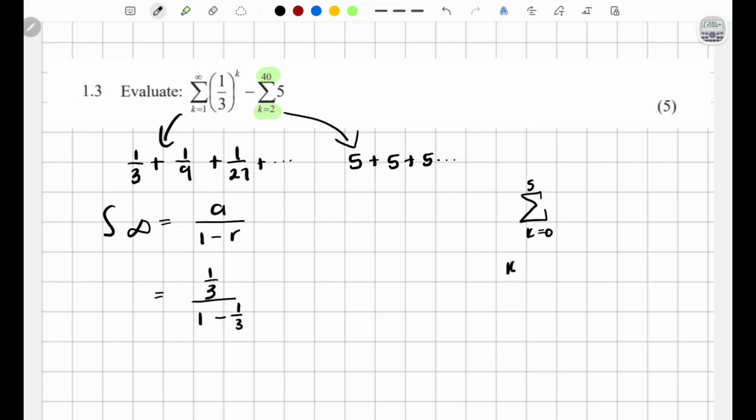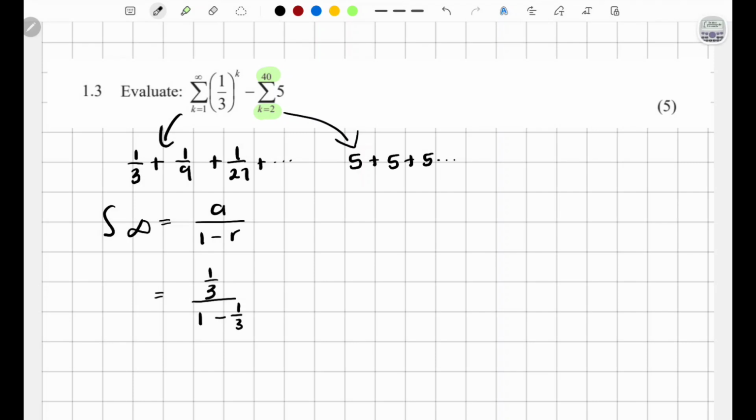6 because you have k is equal to 0, k is equal to 1, k is equal to 2, k is equal to 3, 4, and 5. That's actually 6 terms. So when k does not start from 1, the number that you see on top is not the amount of terms.